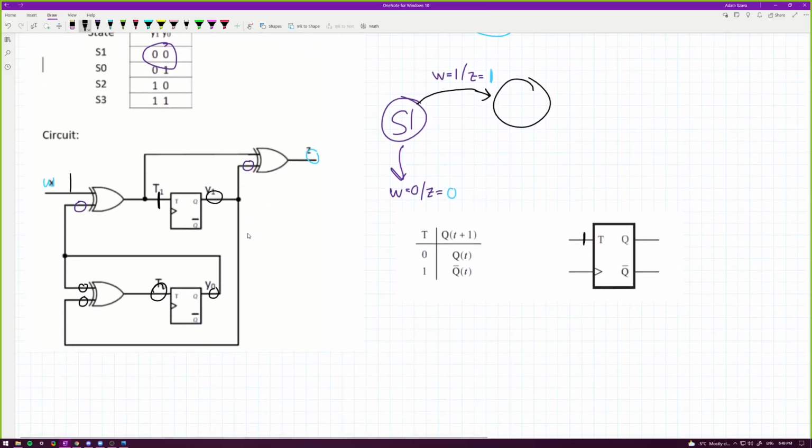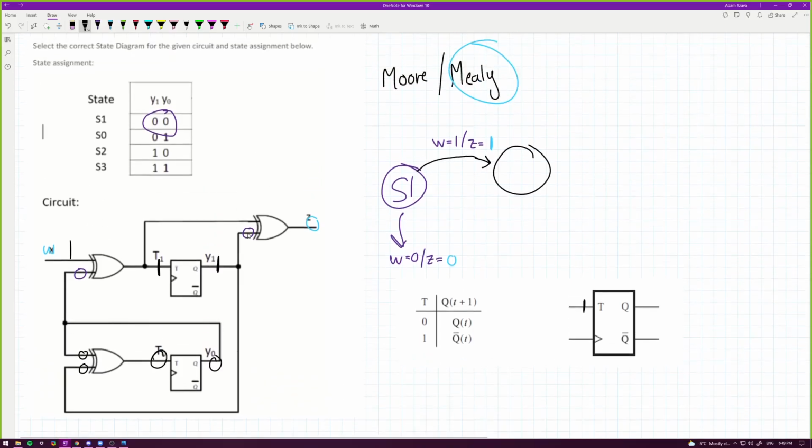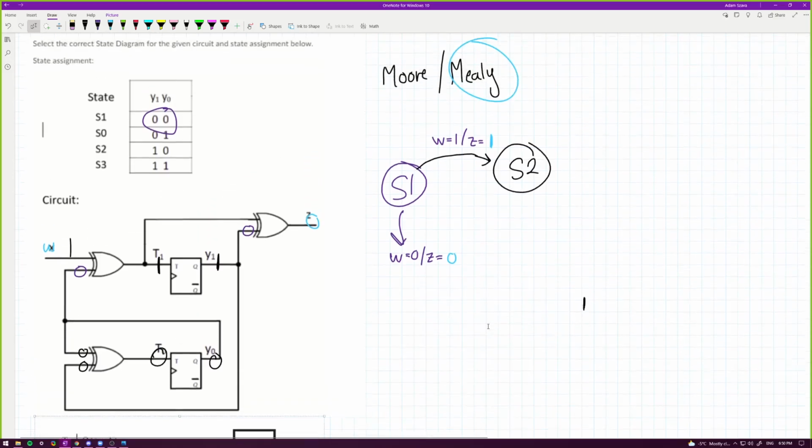So if the input is 1, that means on the clock, we're going to toggle the output. So now the output is going to become a 1 here because we were in state 0, 0. So now it's going to be 1, 0. And so this is still going to be 1, 0, and 1, 0 is going to be S2. Okay, so same reasoning, but yes, it is going to be a T flip-flop, not a D flip-flop. So good to know this.